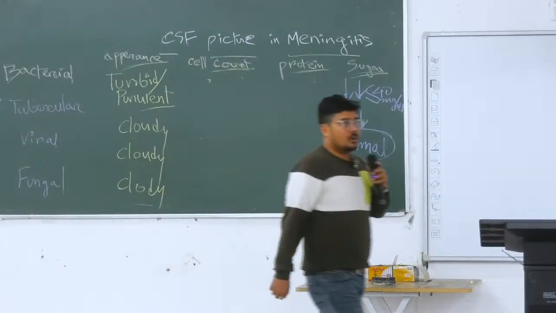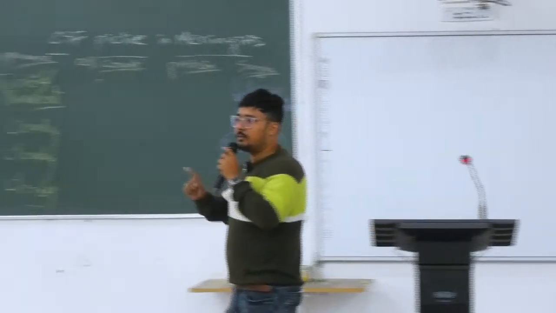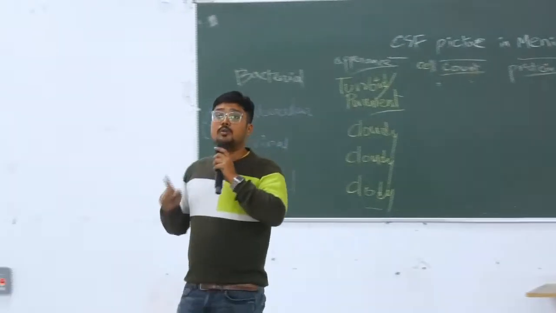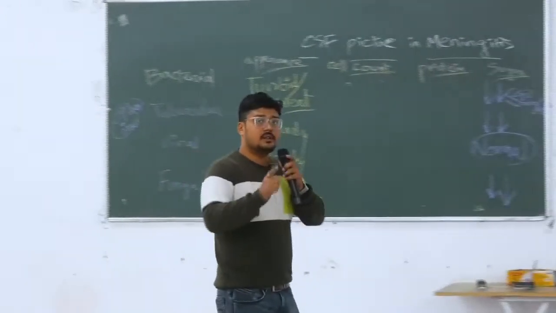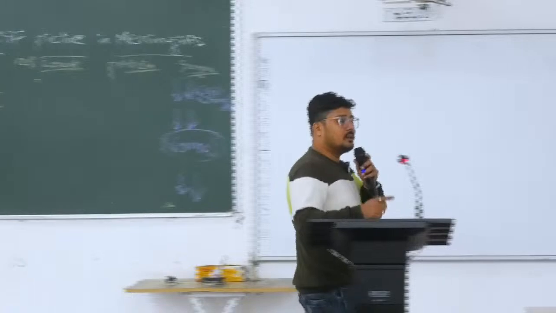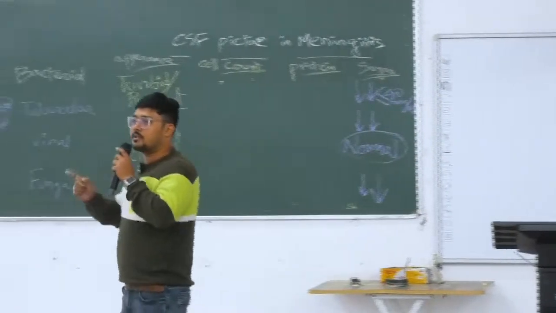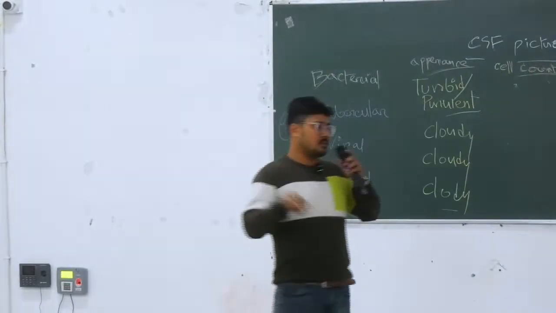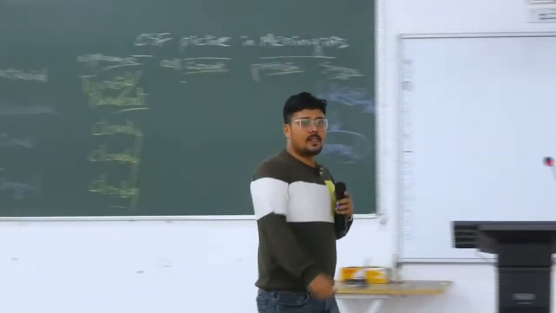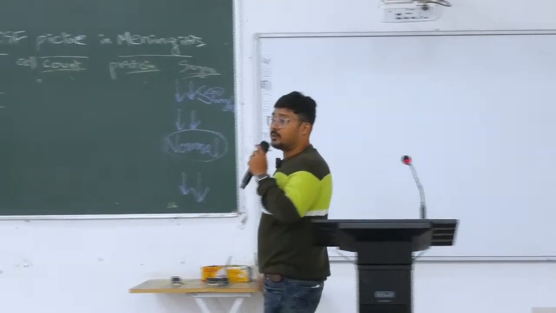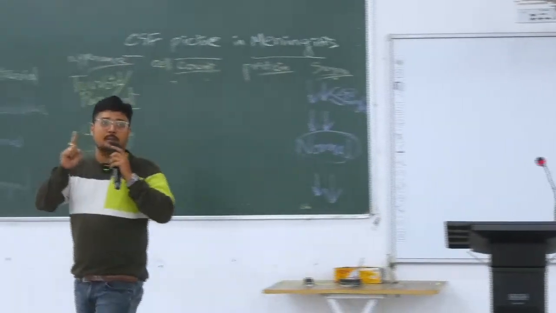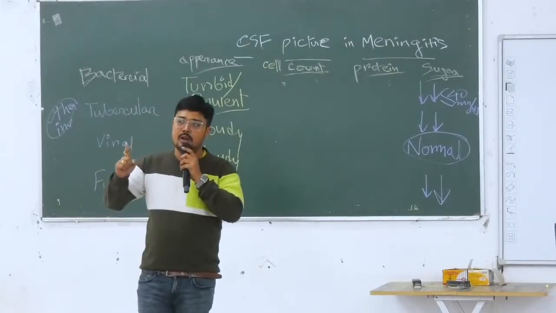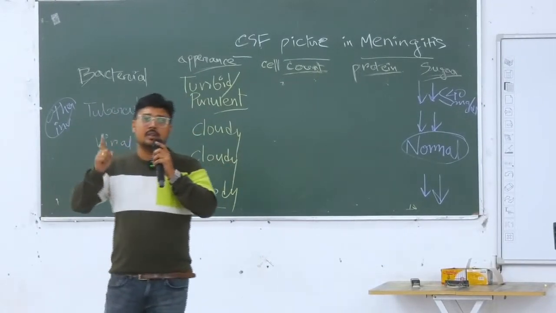So the protein and sugar have an inversely proportional relationship due to meningeal involvement by any inflammatory agent. The protein will be increased due to increase in vascular permeability, but the sugar will be decreased due to utilization of the sugar in CSF by the etiopathogenic agent. Clear everybody? So except one type of meningitis, that is viral meningitis, the sugar in CSF is normal.